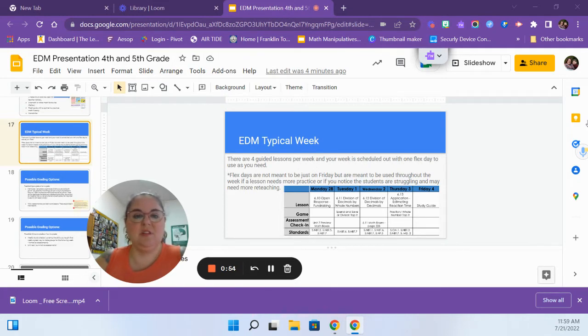So if it's a longer lesson, like if you notice for Monday the 28th, there's no game because that was a very long lesson, very long. So we didn't get to the game, and we also did the check-in and the assessment. We did math boxes for a check. Tuesday, it has the game that goes along with it. It usually has something that goes along with it.